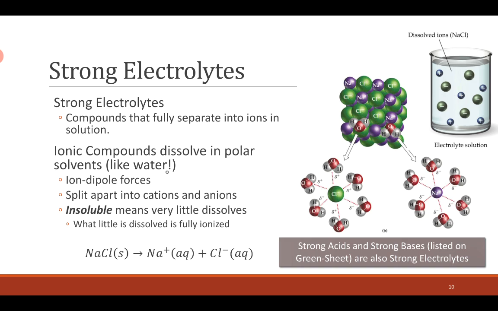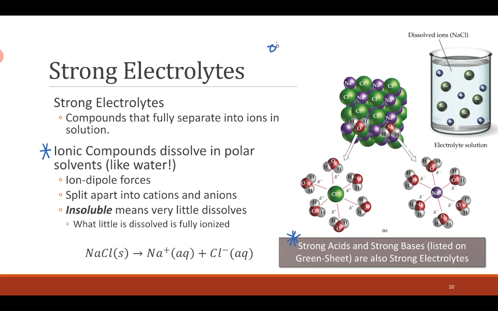Strong electrolytes. To identify something as a strong electrolyte, you're looking for any ionic compound or something that's a strong acid and or a strong base. So on your green sheet, on your green reference sheet that you picked up in lab, it has a list of strong acids and a list of strong bases. If it's not on the list of strong acids and strong bases, it is weak.